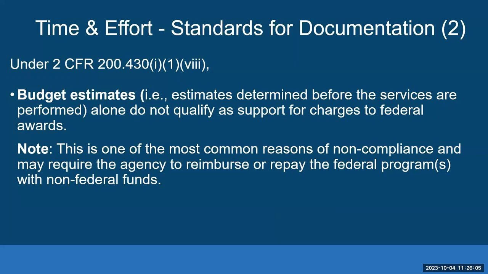Another requirement is that budget estimates, which are estimates determined before the services are performed, alone do not qualify as support for charges to federal awards. This is one of the most common reasons for non-compliance. A lot of the times we receive documentation that reflects the funding, and it's great to see how the person is funded, but that is not the time and effort. Remember, the effort is the effort that the employee performs services to the program. So budget estimates, again, are not valid evidence for time and effort documentation.